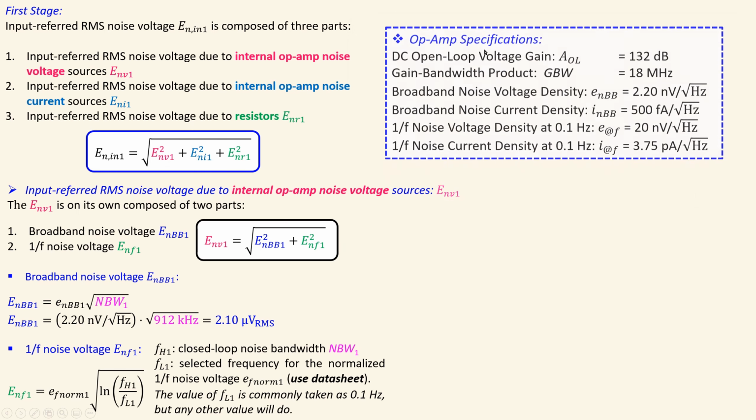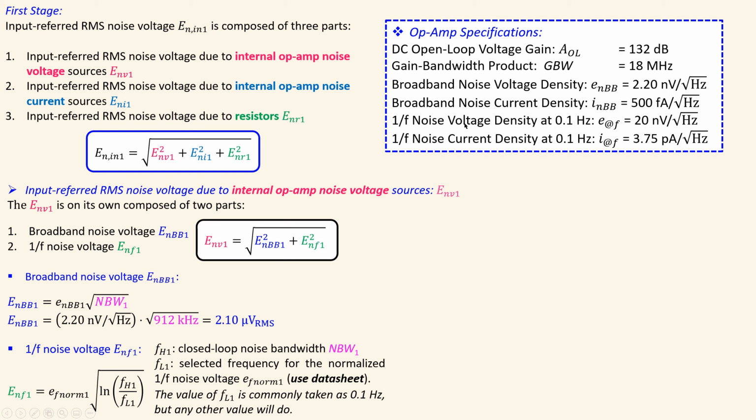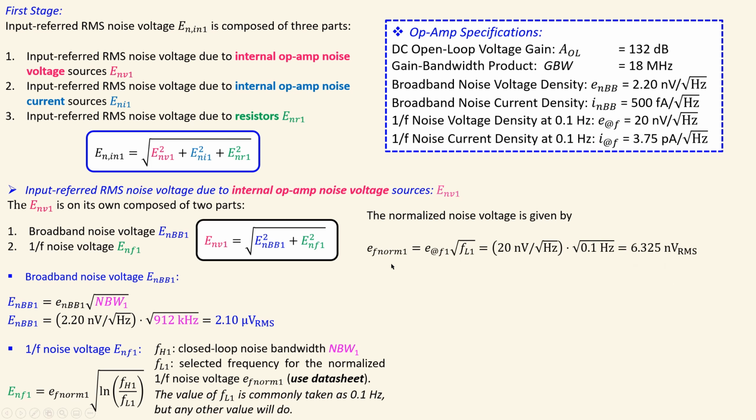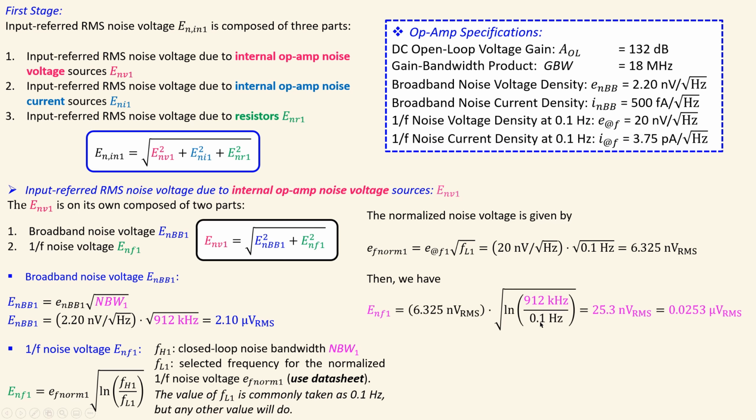Now, if I look at the op-amp specification again, you can see this is the 1/f noise voltage spectral density. At this frequency, it is 20 nanovolts per root hertz. If I now use this to calculate the normalized noise voltage given for this part, that will be this formula. Using this symbol here, just specific for first stage, and then the square root of that 0.1 hertz, you will get 6.325 nanovolts RMS. I will now substitute that in here, and also the noise bandwidth in here, and also the 0.1 hertz here. That is shown here, and the result is 25.3 nanovolts RMS, or in microvolts as shown here.